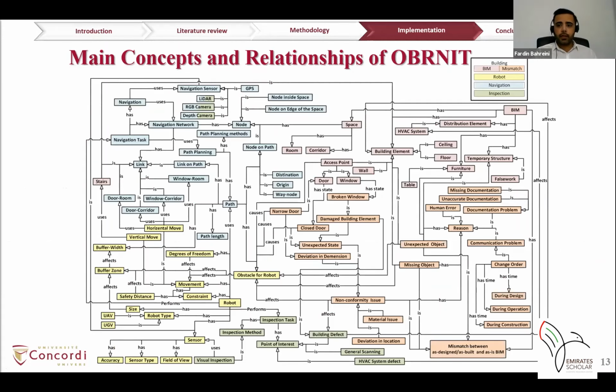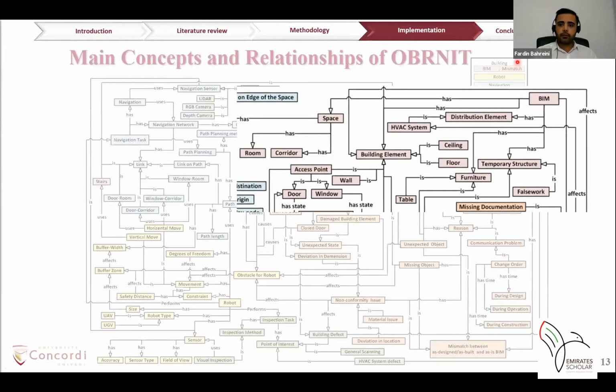This figure shows main concepts and relationships of Overnet. As you see, there are four main types of concepts. Building concepts include concepts related to BIM and mismatch. BIM concepts cover concepts related to building element, furniture, temporary structure, distribution element, and so on.